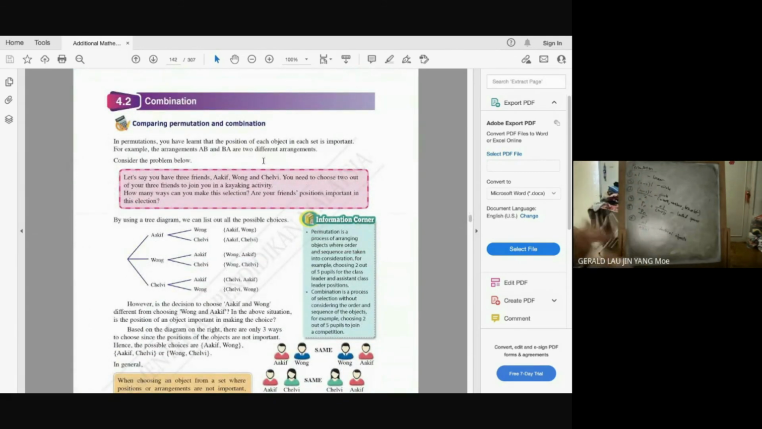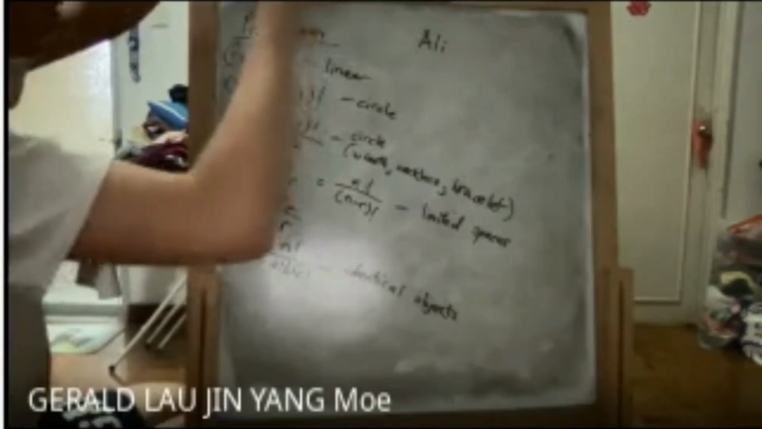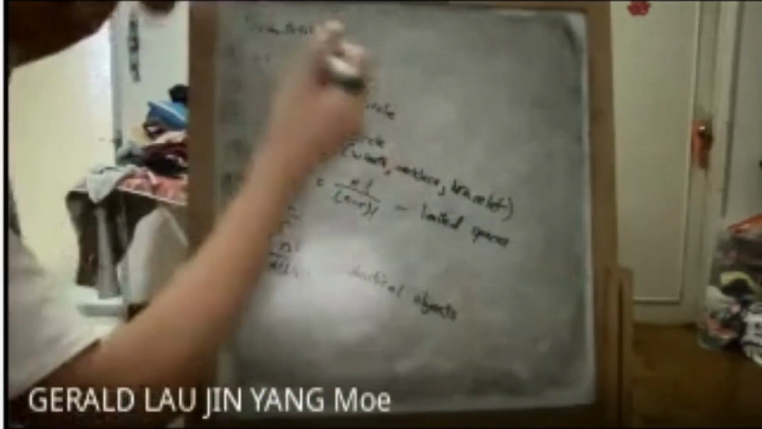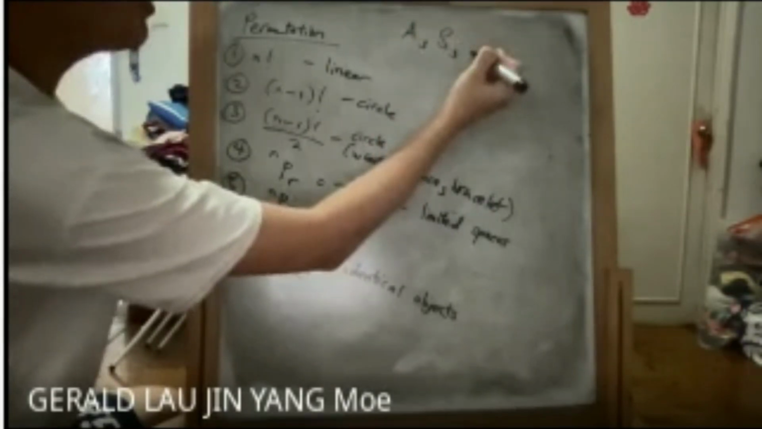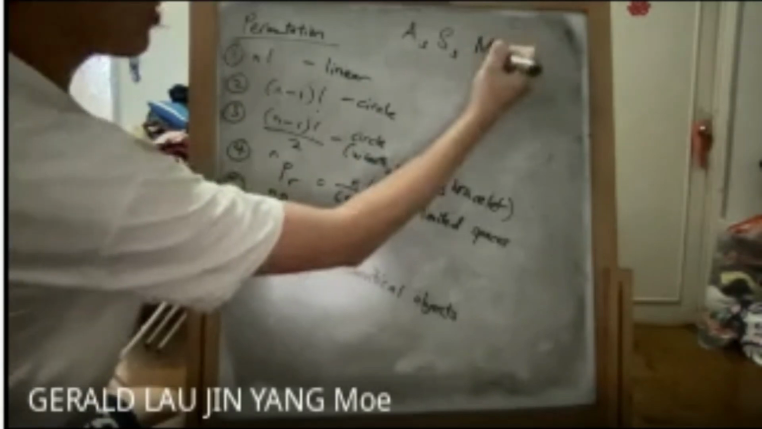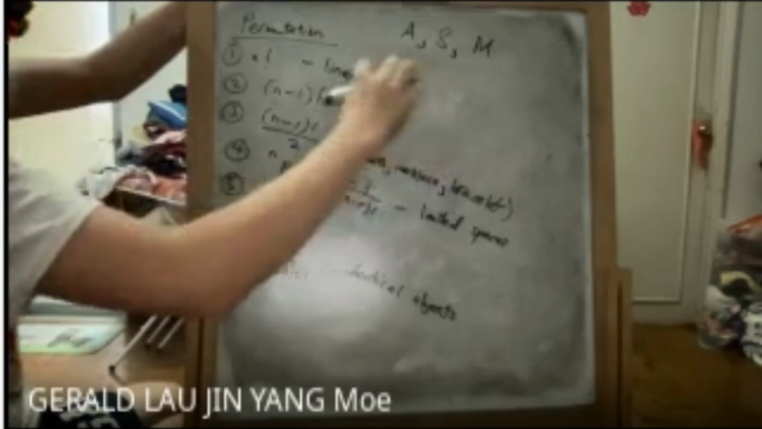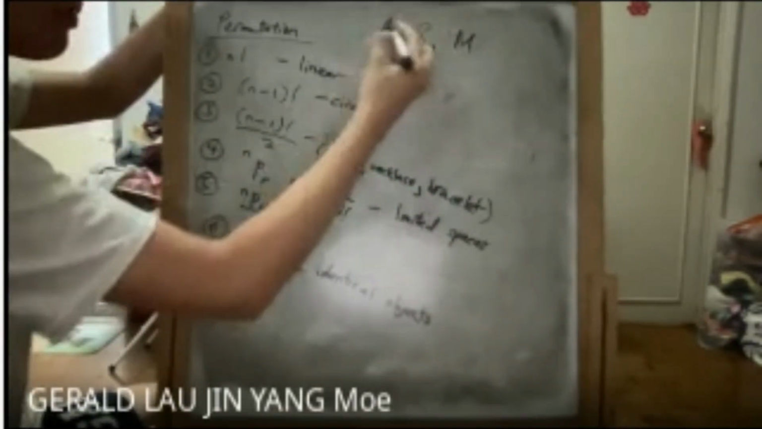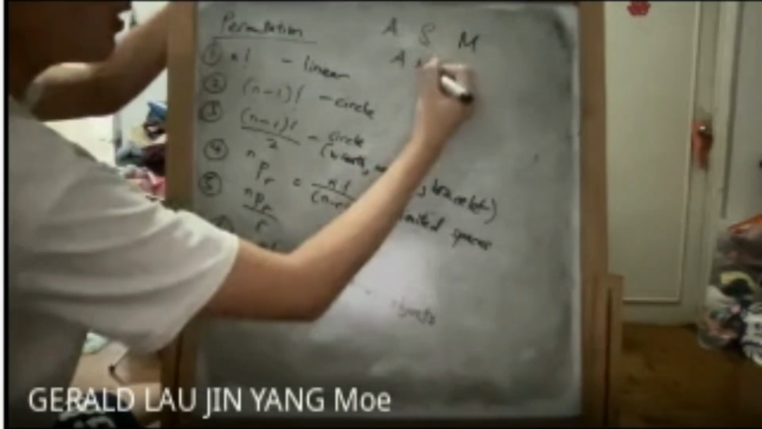For example, permutation, let's say you have Ali. I don't want to write so long name later, a lot of possibility. Let's say you have A for Ali, S for Siti, and then maybe Muthu is M, okay? So you have A, S, M. You want to arrange them. If you use permutation, that means arrangement matters. So you have 6 possibilities. You have A, M, S.